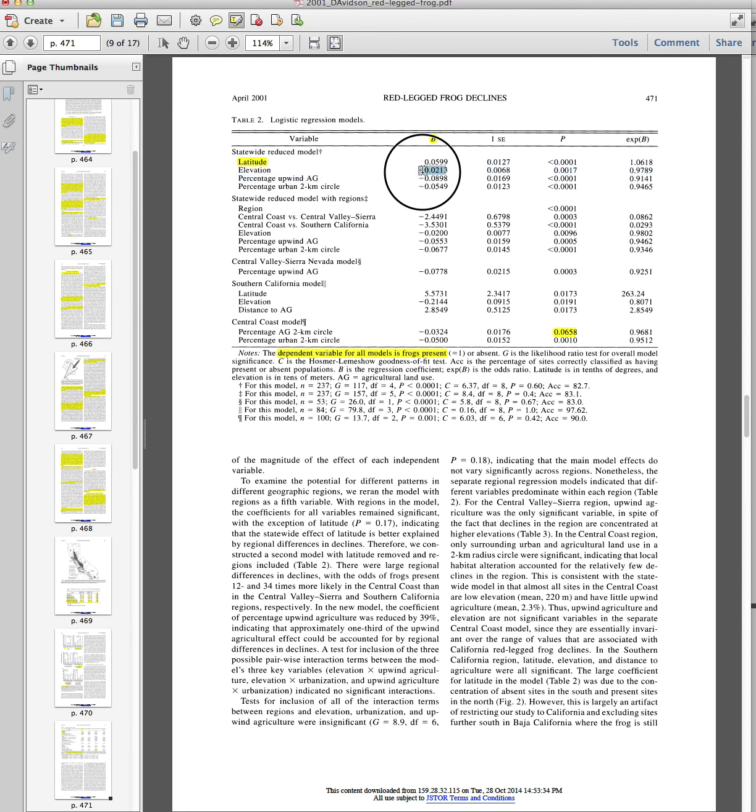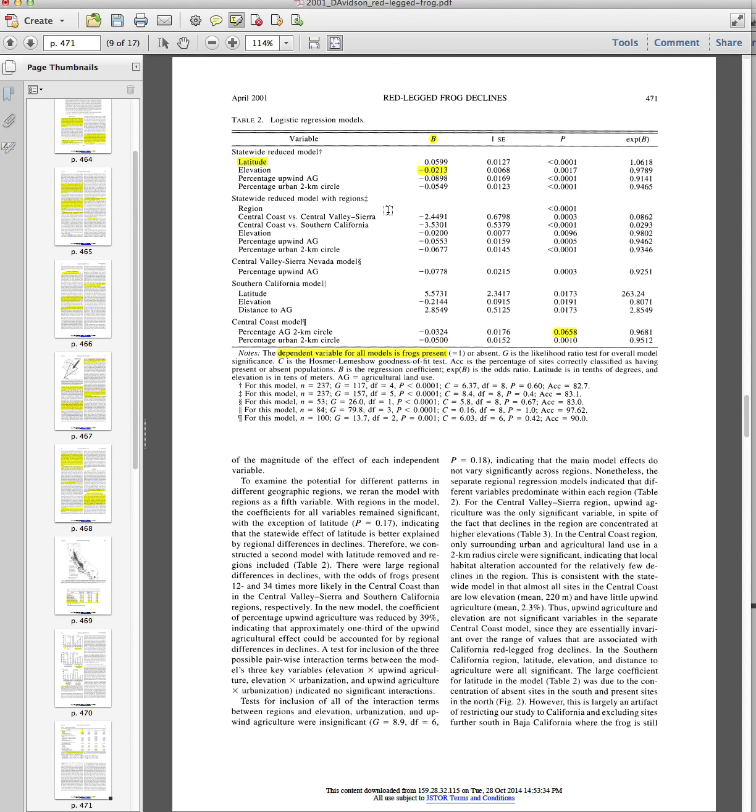Negative relationship for elevation. So increasing elevation means fewer frogs, or decreasing elevation means more frogs, right? This is a negative relationship, okay? And you can go down through each of these and see what those relationships were, right? The direction of the relationship and their significance.